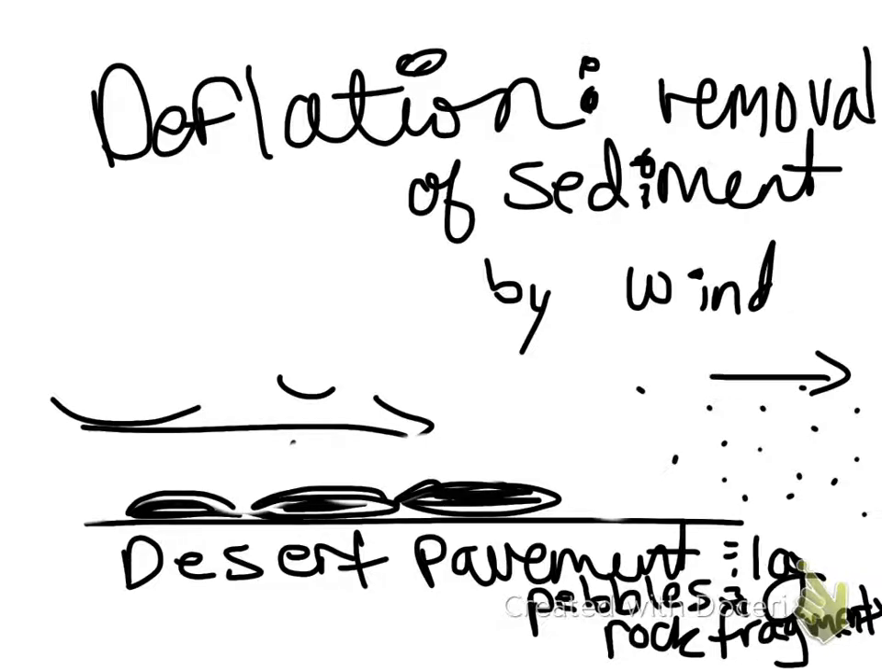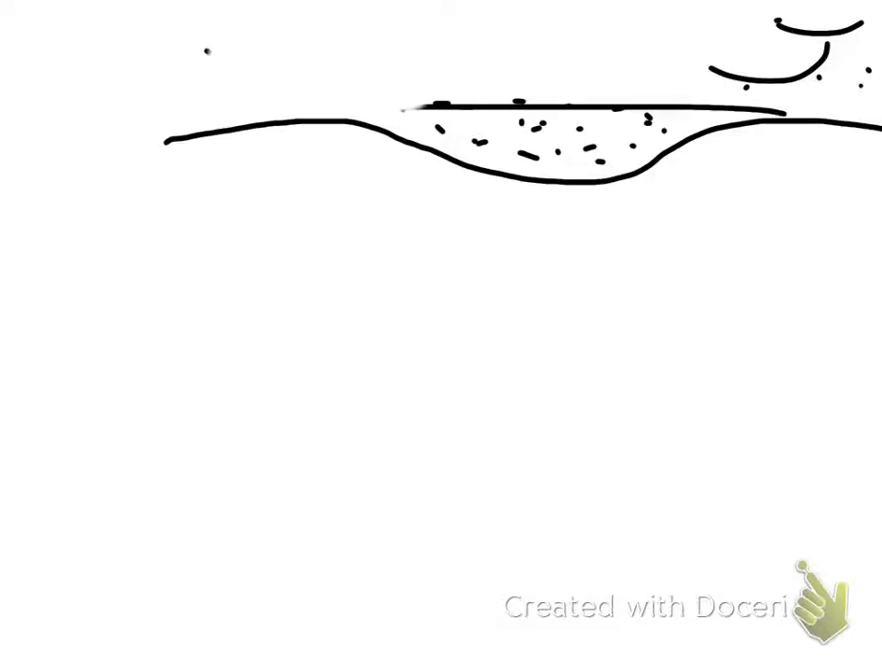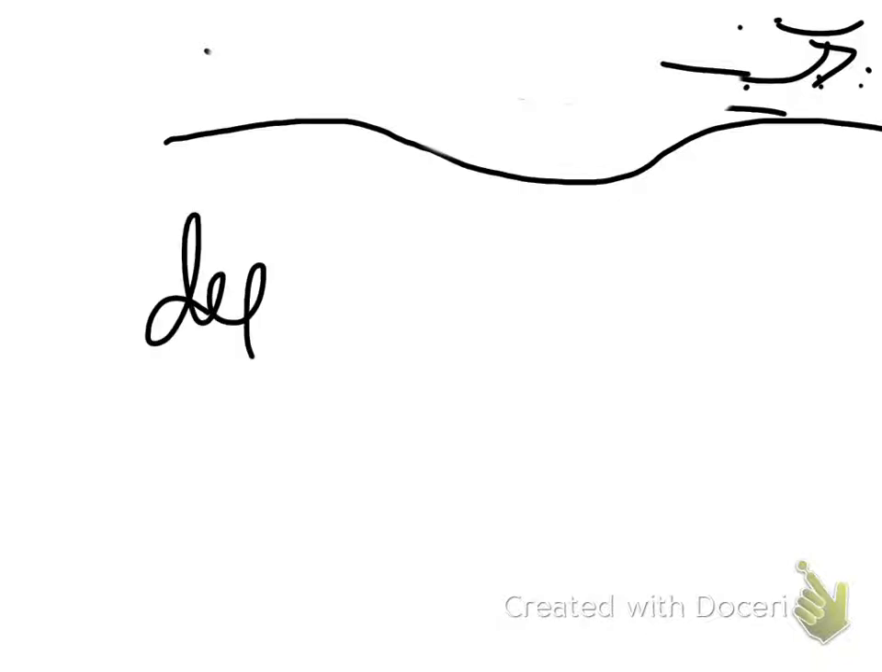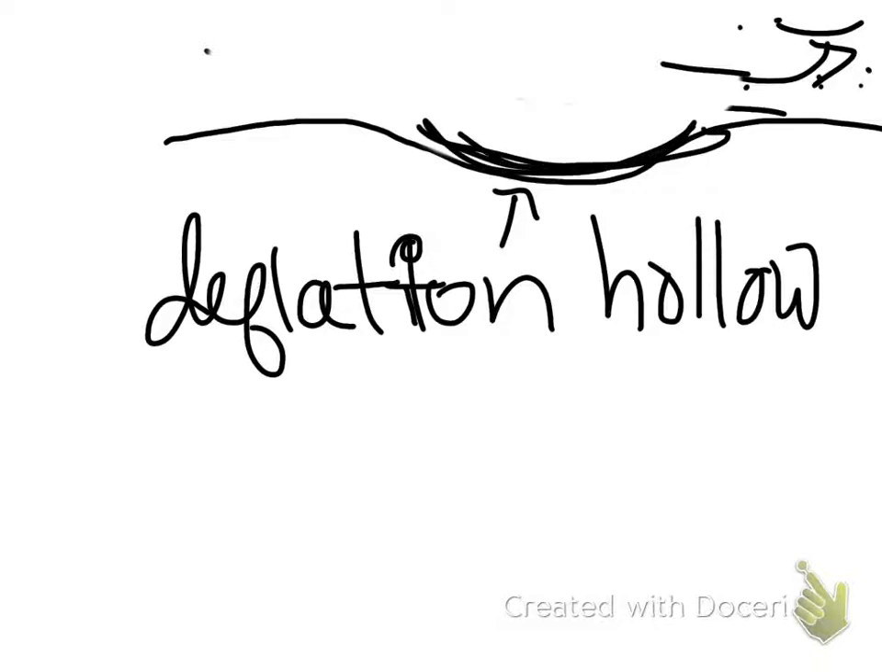Deflation can also cause, besides just desert pavement, what's called a deflation hollow, which would look something like this. The wind comes along and carries all this sediment away here. It used to be full of sediment, so it was flat, right? But the wind comes and scoops out part of this ground. It takes this sediment with it, and you're left with a deflation hollow. So it's this scooped out area here, because the wind comes in and scoops out some sediment.